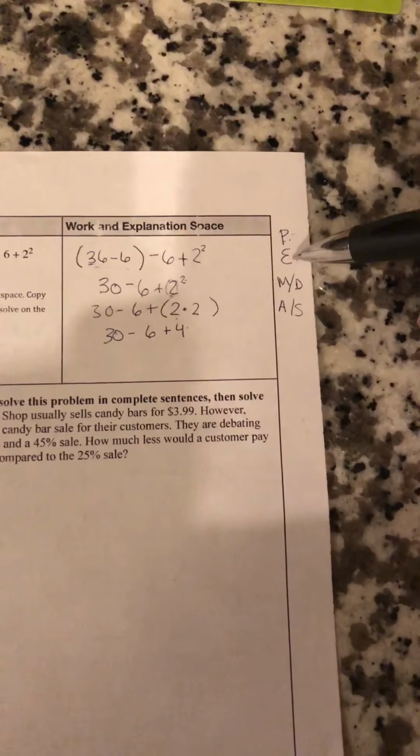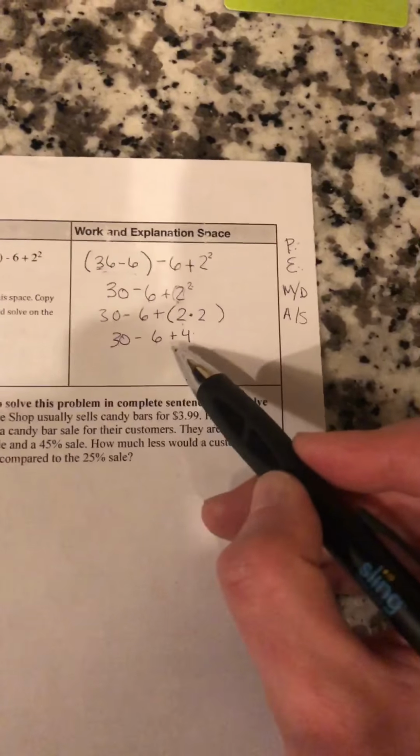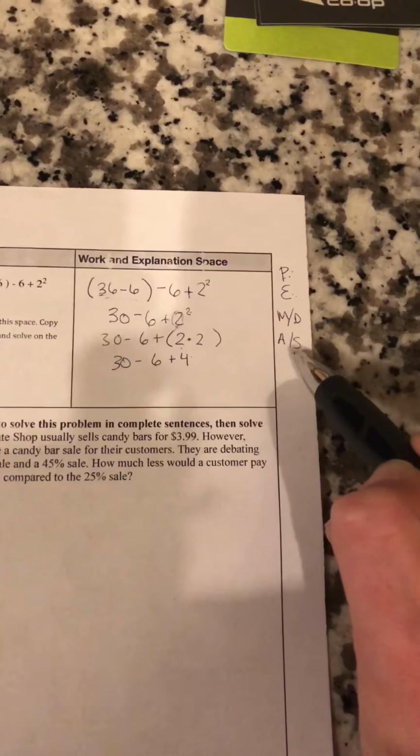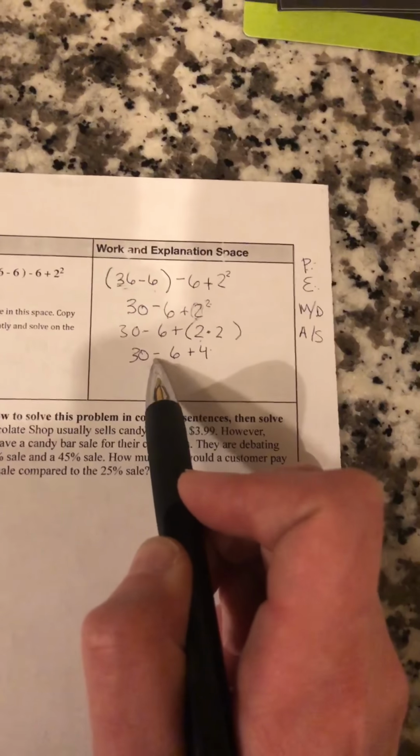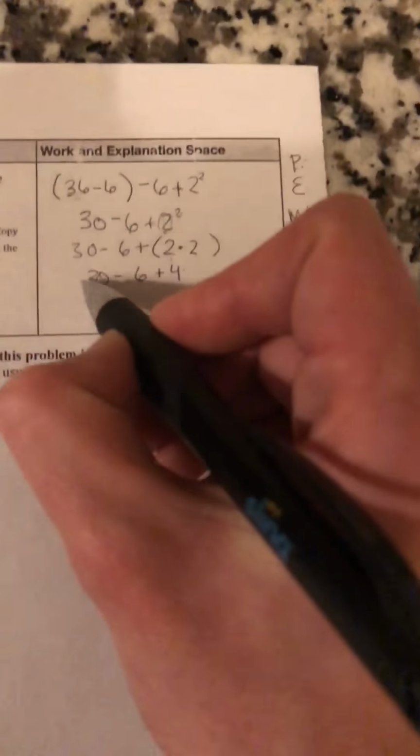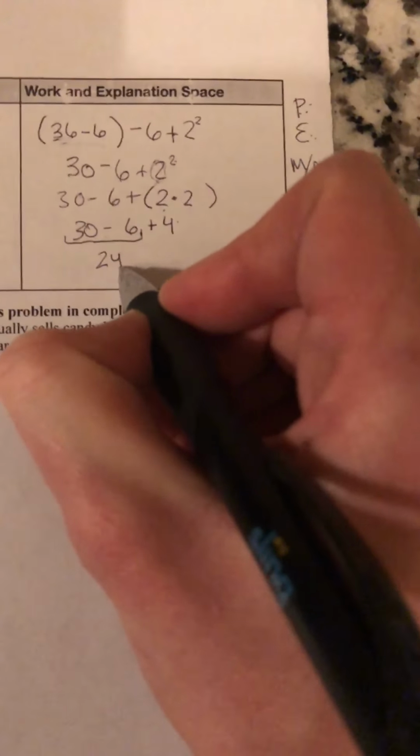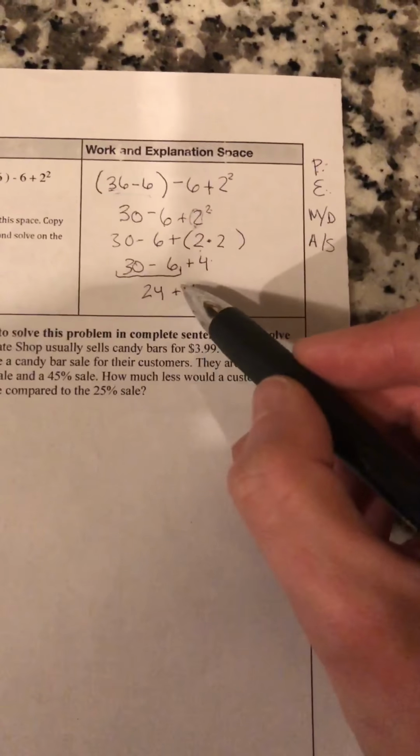No more parentheses, no more exponents. Multiplication and division, I don't have any of that there, so I'm going to get addition and subtraction. We group these together because it's whichever one comes first. If I read from left to right, subtraction comes first, so I'm going to do my subtraction first. 30 minus 6 is 24, plus 4, and now I only have one more operation to solve. 24 plus 4 would be 28, which is my final answer.